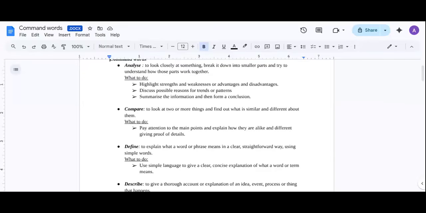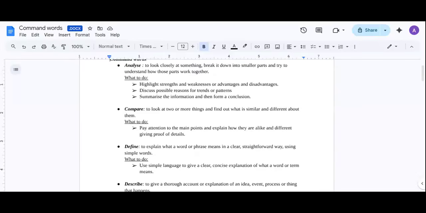Then we have compare. To look at two or more things and find out what is similar and different about them. What to do? You pay attention to the main points and explain how they are alike and different, giving proof of details. Because usually, when they use the command word compare, they have two variables. So they want you to look at the two of them and say how they are the same, how they are different, and to give proof of that.